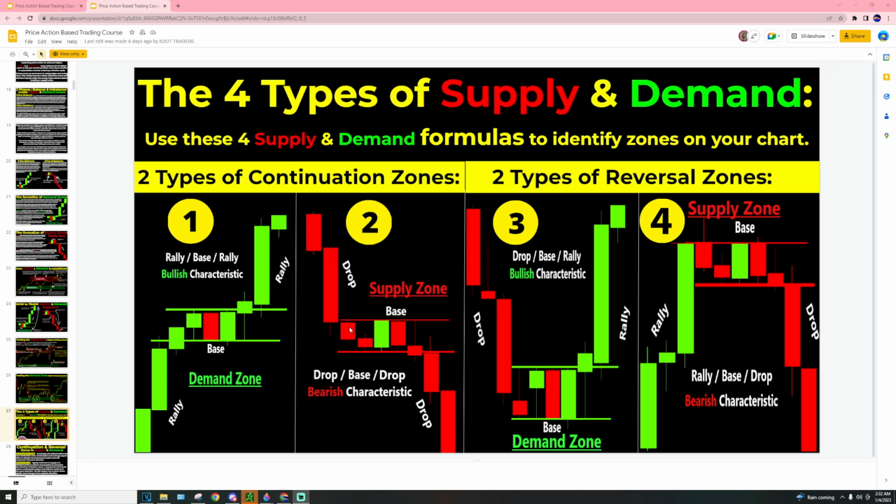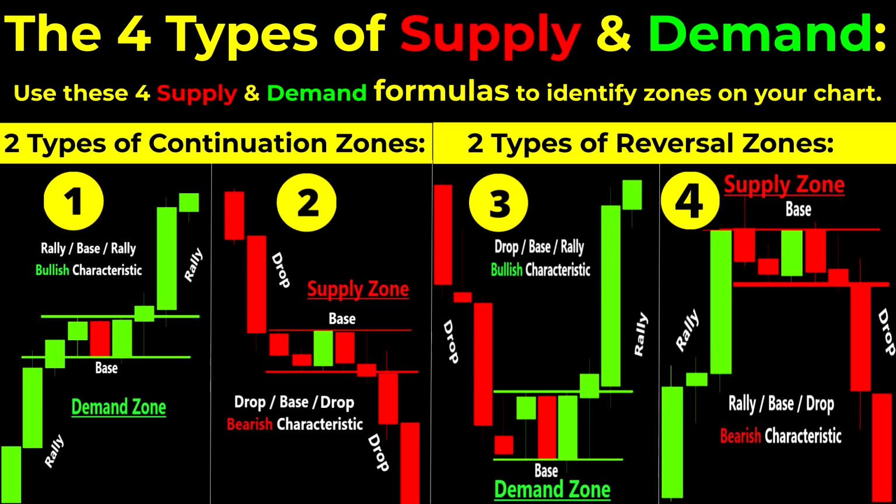You wait for the consolidation to take place, and once price breaks below the zone or above the zone, that's when you enter the trade. So you have two continuation types and two reversals. We're going to look at the reversals later on, but for now, I don't want to overwhelm you with too much information. I just want you to understand and recognize these formulas for now. We're going to discuss more in the next video.